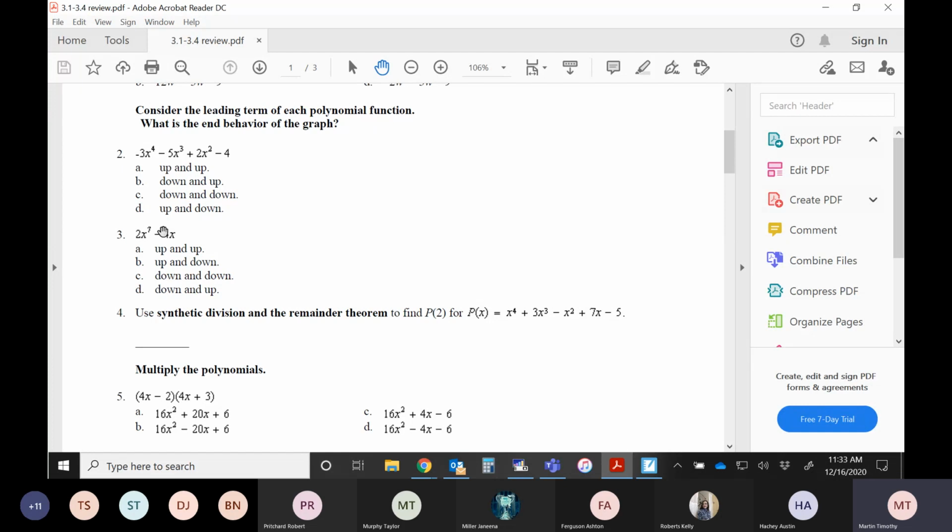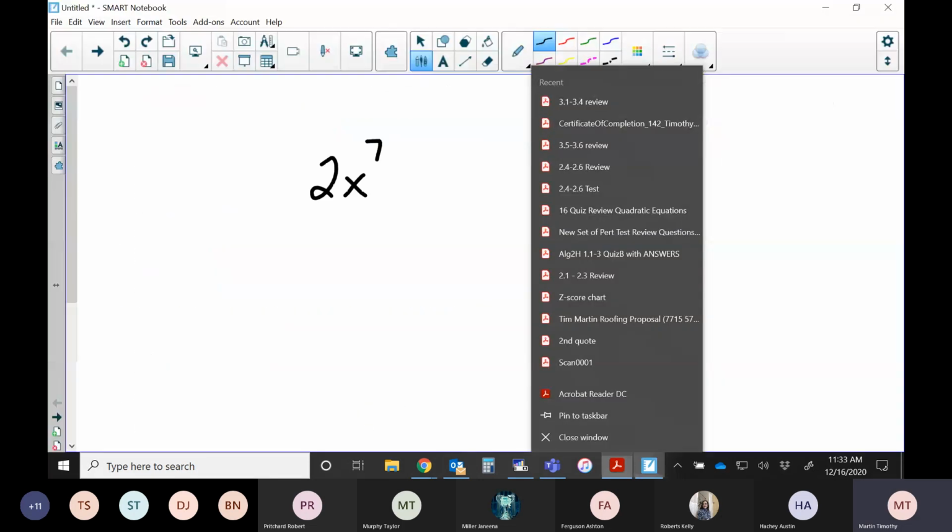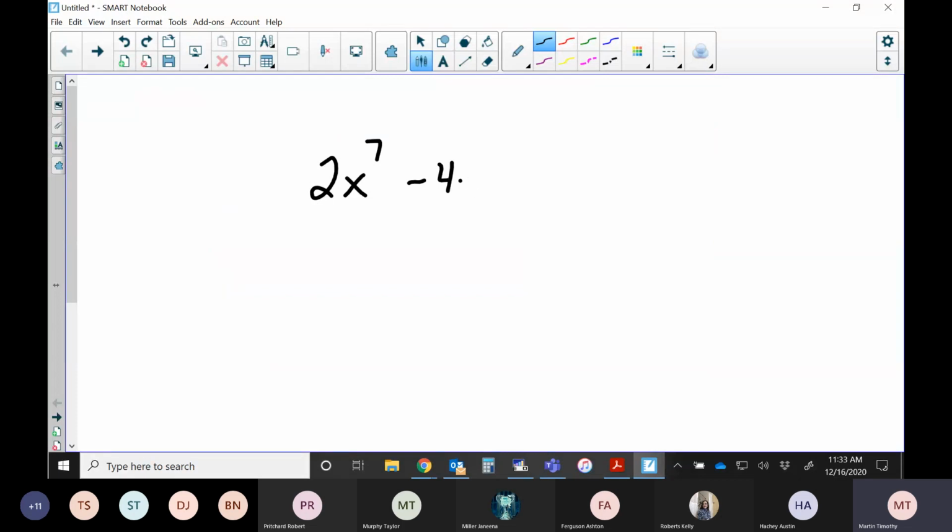And this is actually a good one for the review. This is my expectation for you to do on the review. It says 2x to the 7th minus 4x. So if I was asking you to do this one on the review so you understand what my expectation is for you to get full credit, you would circle this because they're asking about the end behavior. The only thing I care about is that is what?